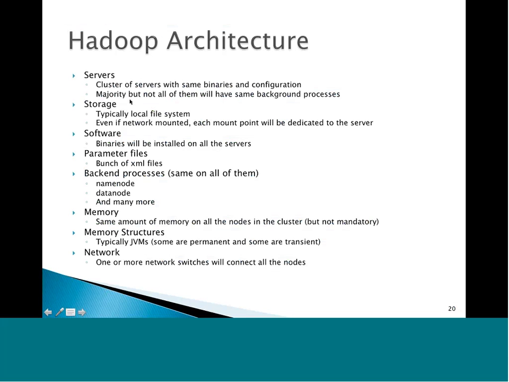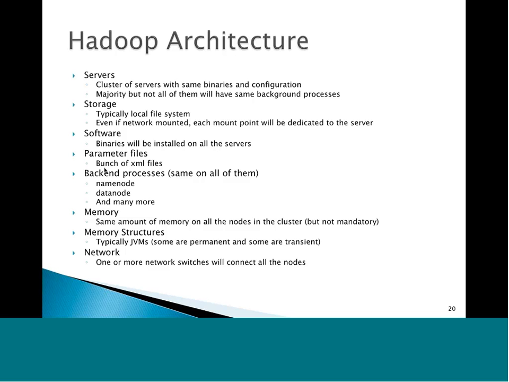The only thing you need to keep in mind is that majority, but not all of them, will have the same number of background processes or the same background process. And the storage will typically be the local file system on all the slave nodes in the cluster. Even if network mounted, each mount point will be dedicated to the server. The binaries will be installed on all the servers. Parameter files: there will be a bunch of XML files. In Oracle, it will be init.ora, pfile, spfile. Those are the parameter files.